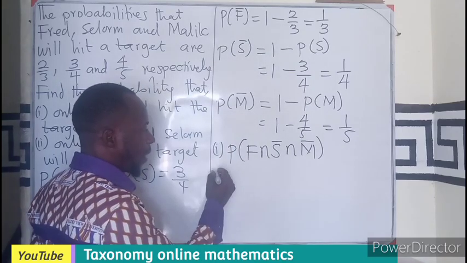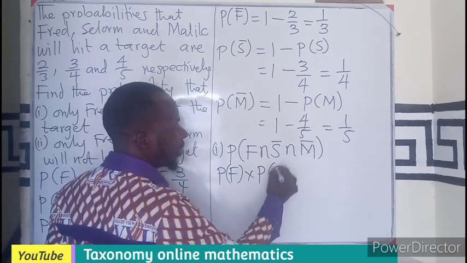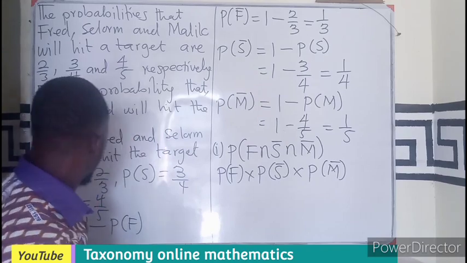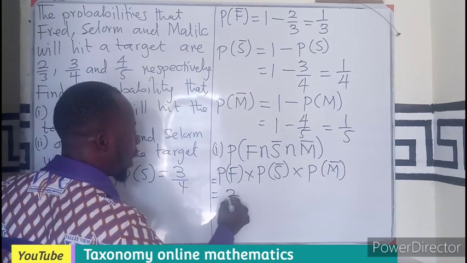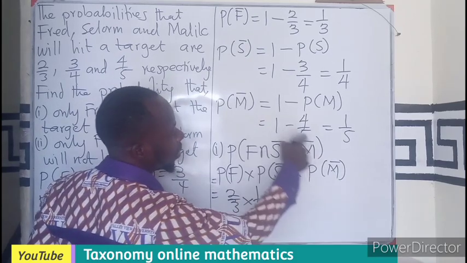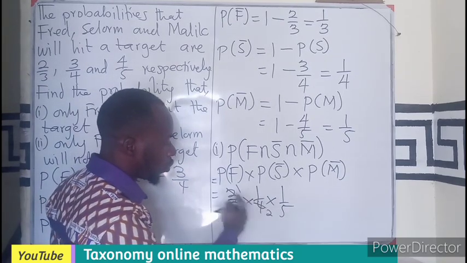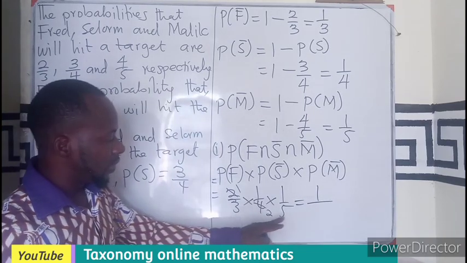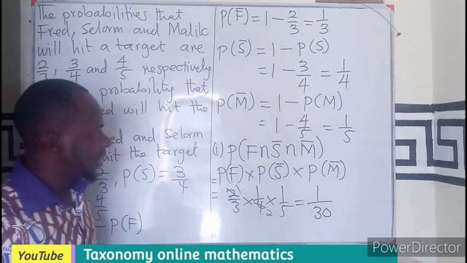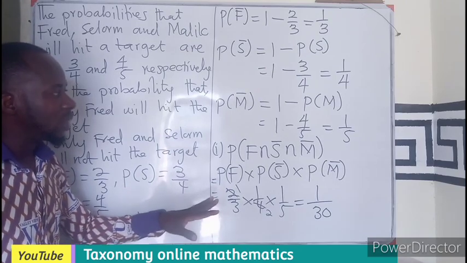In that case, this becomes a multiplication rule, which says the probability of Fred times Salom not hitting times Malik not hitting. So we multiply the three probabilities together. Fred hitting is 2 out of 3, times Salom not hitting, 1 out of 4, times Malik not hitting, 1 out of 5. So the numerator becomes 1 out of 6 times 5, and 6 times 5 gives us what? 30. So the probability that only Fred will hit the target is 1 out of 30.